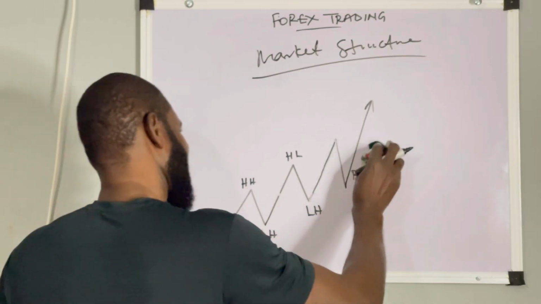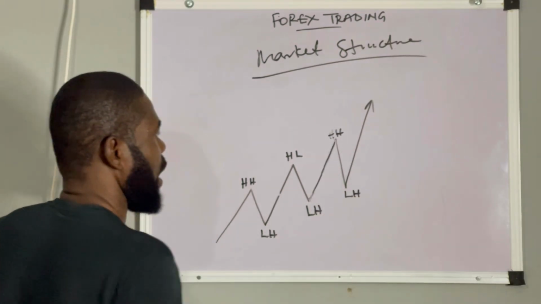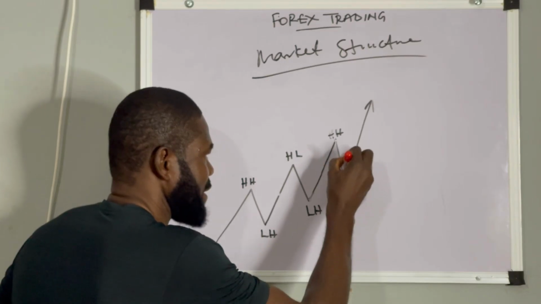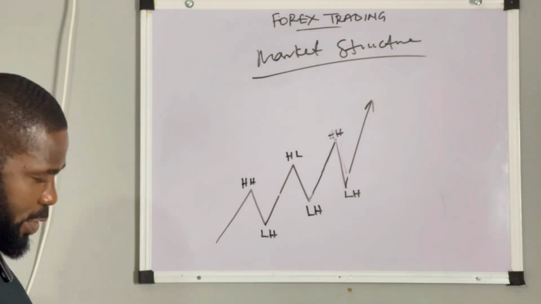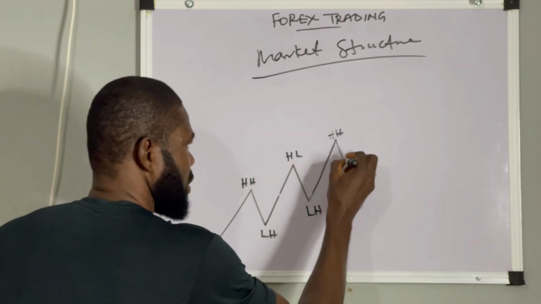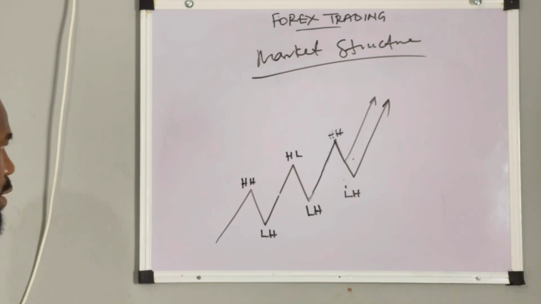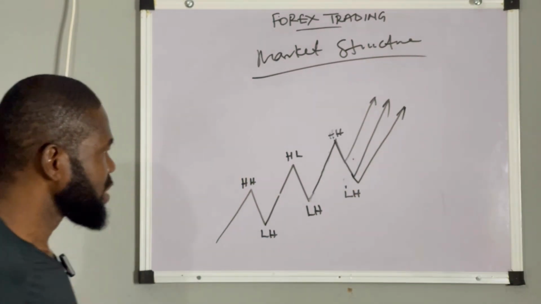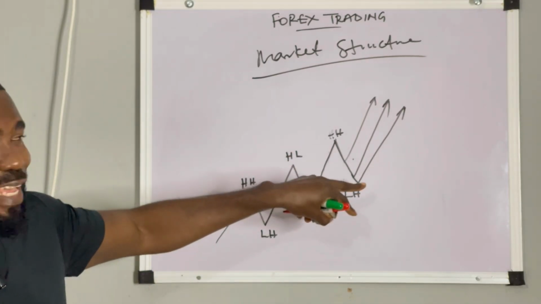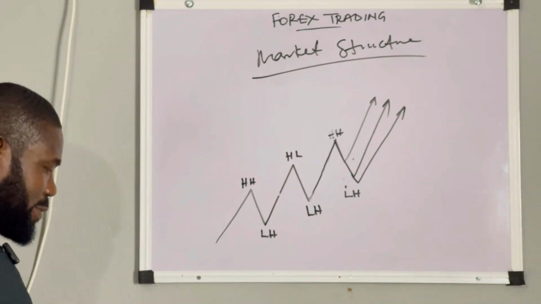Now, the question you may want to ask me is this. How do I know that the retracement has come to an end? It is possible the market can retrace to this point and go up. The market can equally retrace to this point before going up. It can retrace here before going up. So now the problem as a forex trader is, how do I know when the retracement has ended, so that I can follow the trend up? This is how you know. Let me show you.